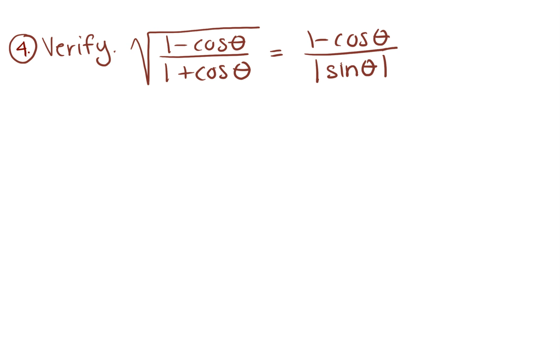So here we have another verify problem. And it's not that it's really that hard, but the thing I want to call your attention to is the fact that we got this absolute value on the right-hand side. So we have more square roots, so we have to think about our absolute values again.